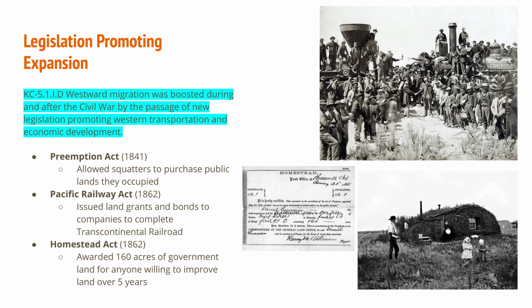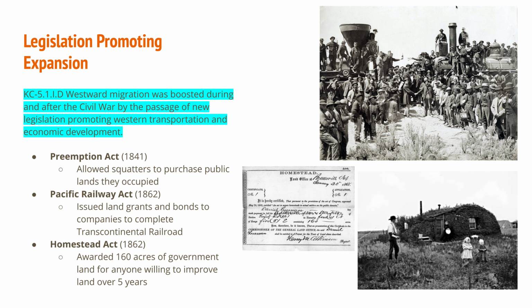And then finally, the Homestead Act of 1862. This was the attempt of the federal government to get people to move into the Great Plains region. It awarded 160 acres of government land for free to anyone that was willing to move to that land and improve it over 5 years. Now, the land that they were awarding was really just random luck land. So if you got a bad piece of land that had no access to water, no access to transportation, then that was bad luck on your part.